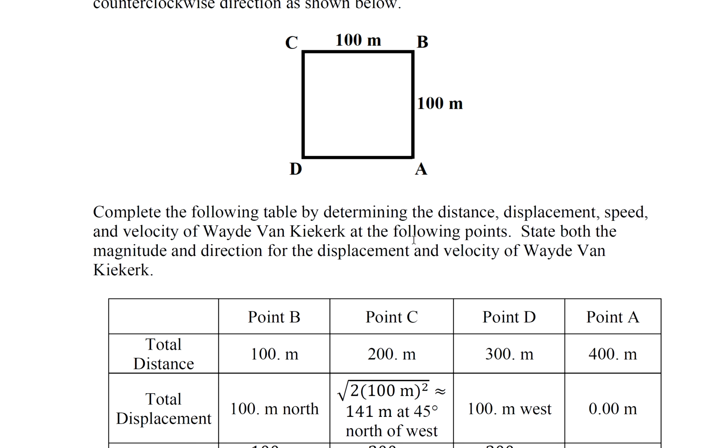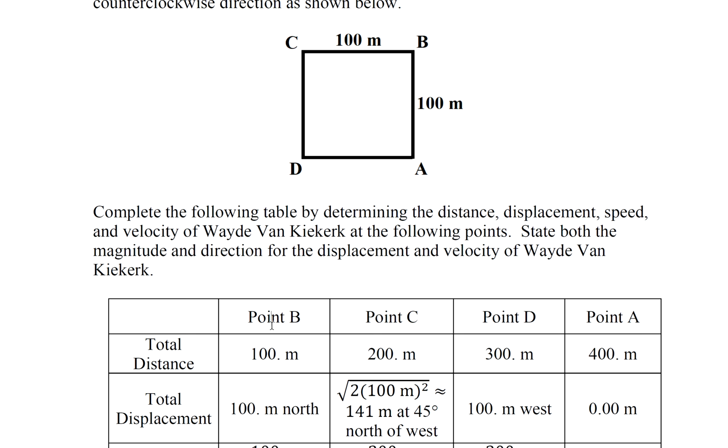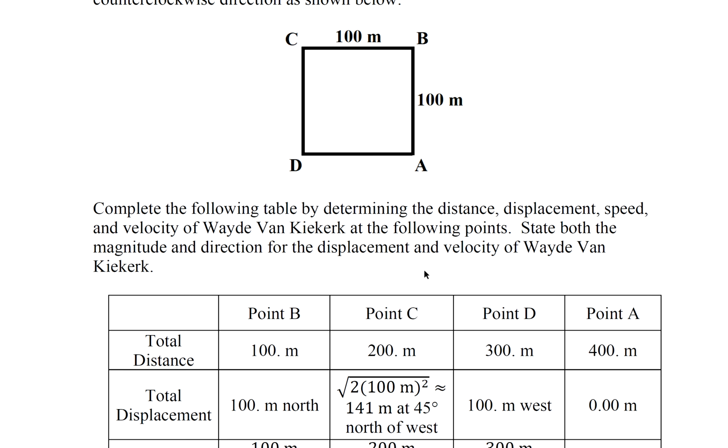The total displacement, remember, it's going to be the distance from A to B, which is 100 meters. And that's going to be north. Then it's going to be the distance from A to C. We're going to have to use Pythagoras' theorem. This is going to be the square root of 100 squared plus 100 squared, which is the square root of 2 times 100 squared. So that's going to be 141 meters at 45 degrees north of west. Notice the difference between displacement and distance.